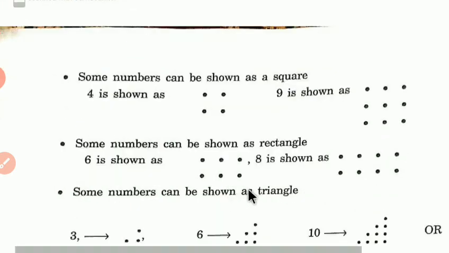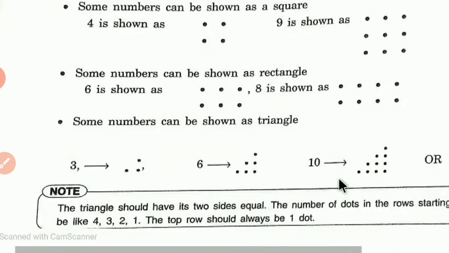Now if we want to show a rectangle, in a rectangle we know that length and breadth are different. Here, how many dots are there in length? 1, 2 and 3, and in breadth how many? 2. So using 6 and 8, these are the dot patterns by which we can represent figures like line, square, rectangle and triangle. And the number which can be shown as a triangle starts from 3. So 1, 2, 3. Here how many? 6. Then 10.